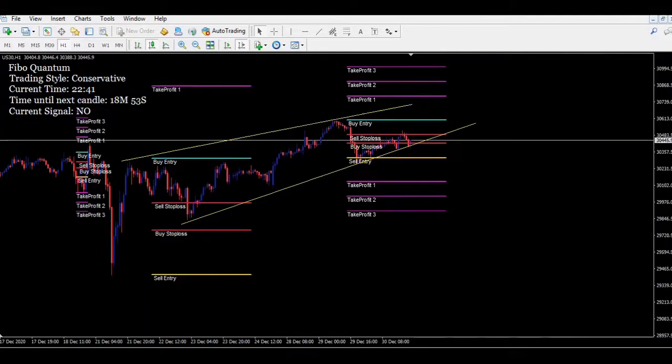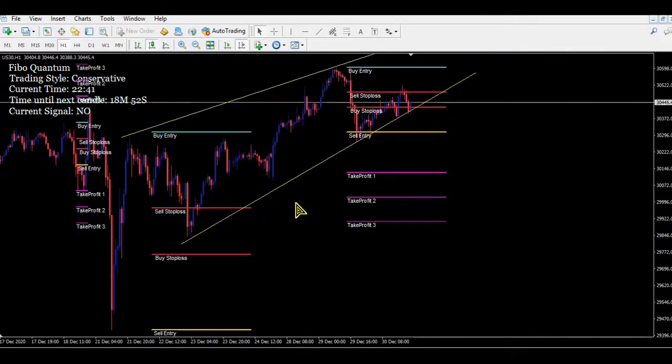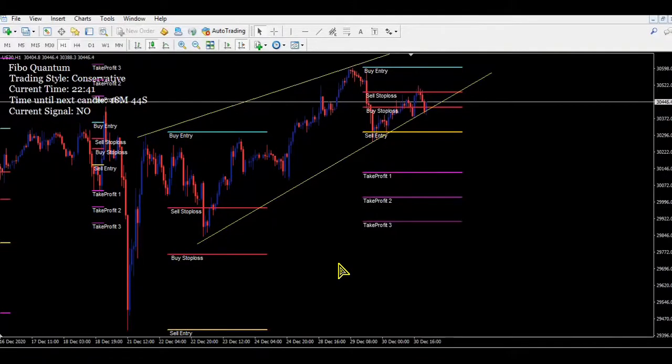All right, so it's a very simple indicator to use. There's nothing much to it. It works on MetaTrader 4. It doesn't work on MetaTrader 5. So it supports any broker. So if you're trading with a particular broker, this can work on that broker.